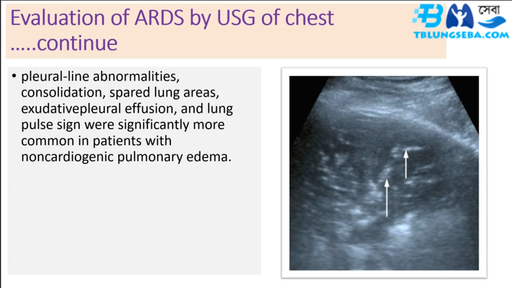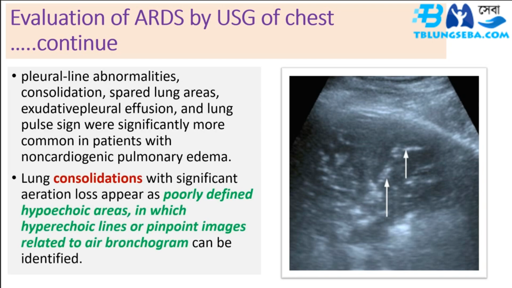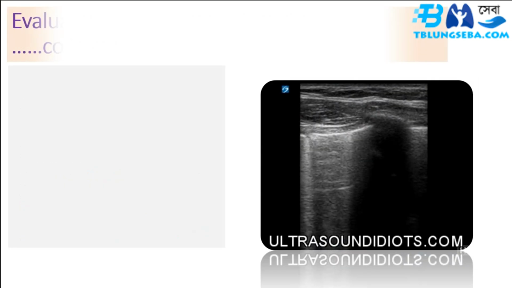Evaluation of ARDS by USG of chest continues. Pleural line abnormalities, consolidation, spared lung areas, exudative pleural effusion, and lung pulse sign were significantly more common in patients with non-cardiogenic pulmonary edema. Lung consolidations with significant aeration loss appear as poorly defined hypoechoic areas, in which hyperechoic lines or pinpoint images related to air bronchogram can be identified.